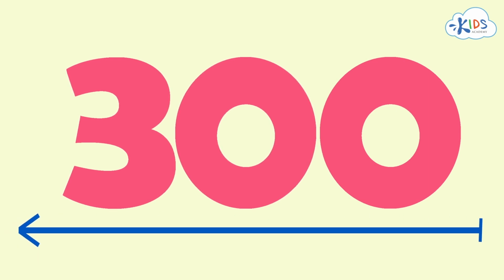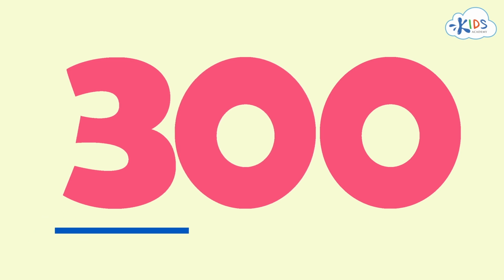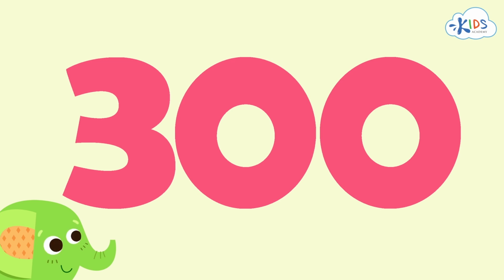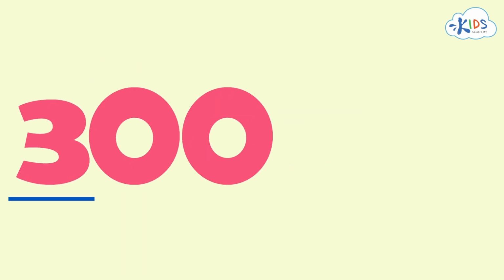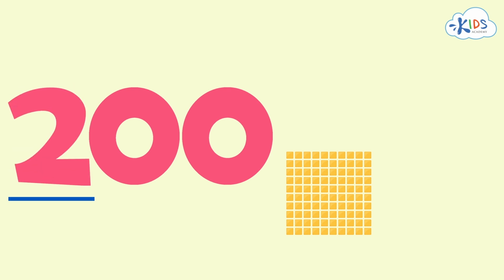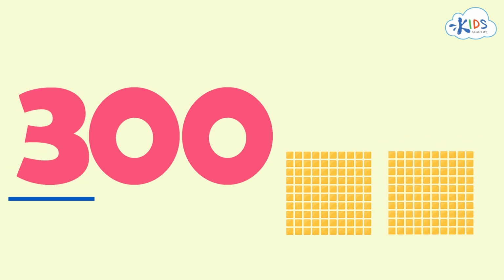The hundreds place is the furthest left in our number 300. Since there are no other digits of value in either the ones or the tens place, we can look right to the hundreds place. There is a 3 in the hundreds place. We can count by hundreds to find the value of this digit. 100, 200, 300.